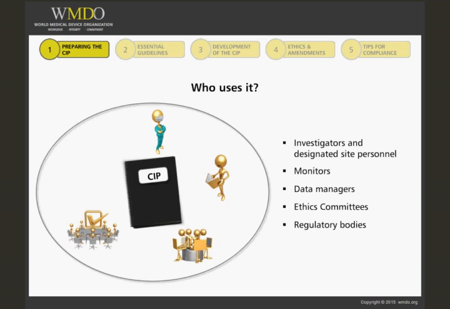Therefore, the information contained within the clinical investigation plan must cover all aspects of the study and must meet the requirements of the relevant ethics committees, institutional review boards, and regulatory bodies, which we will go on to discuss later in this course. It is important to consider who will use the clinical investigation plan and why, in order to judge the level of detail needed.